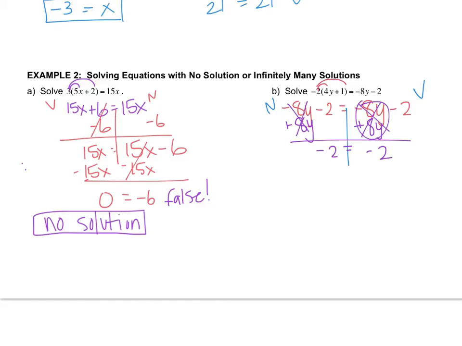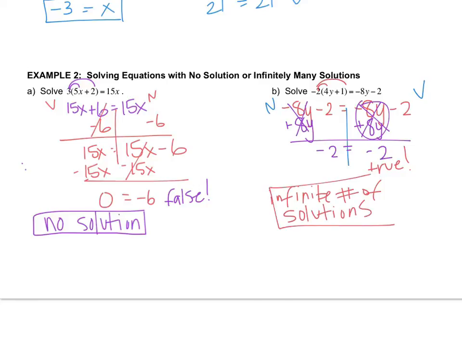We're like, duh, that's true, right? That's a true statement. If you have something that looks like this, then the answer is that there's an infinite number of solutions. I'm abbreviating with the number sign. Infinite number of solutions. Sometimes you'll see books write what it says up here, infinitely many solutions. That means the same thing.